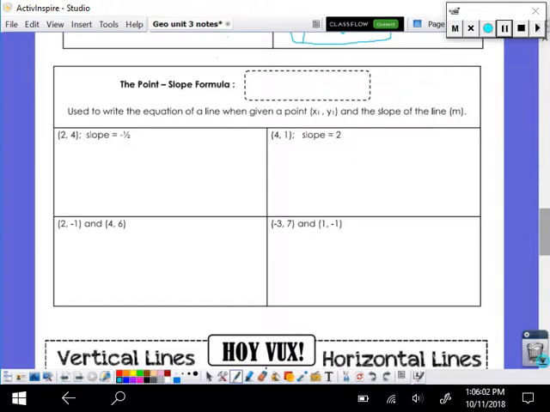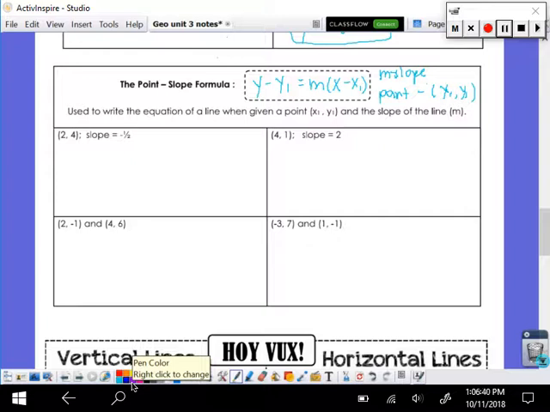Lastly, we have point-slope form. Point-slope form, you're going to have a point, you're going to have the slope. So here we have y minus y1 equals m times x minus x1. Again, m is the slope, and our point is going to be the x1 and the y1 values. So you will plug in a point to the equation. It says, use to write the equation of a line when given a point x1, y1, and the slope of the line m.